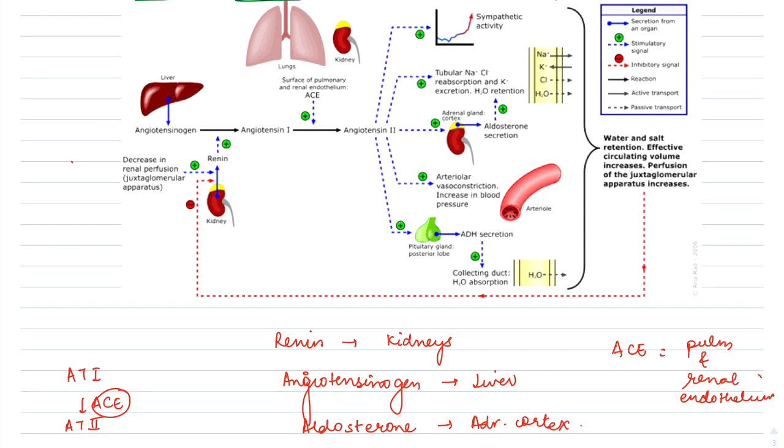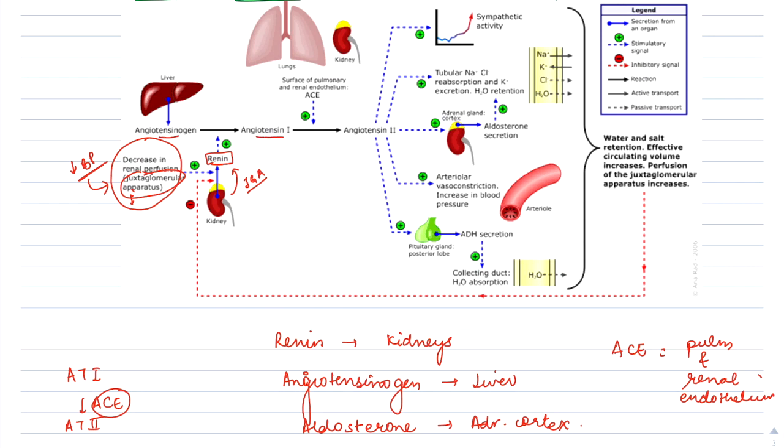So, whenever there is a decrease in the BP, that will cause a decrease in the renal perfusion pressure. Decrease BP, decrease flow in the vessels, decrease in the renal perfusion pressure, that will cause a decrease in the flow through the juxtaglomerular apparatus, that will cause the release of renin from the kidneys. Okay, the JGA, that is the juxtaglomerular apparatus, will release renin in response to a decrease in the renal perfusion. Renin will in turn activate the conversion of angiotensinogen to angiotensin 1.